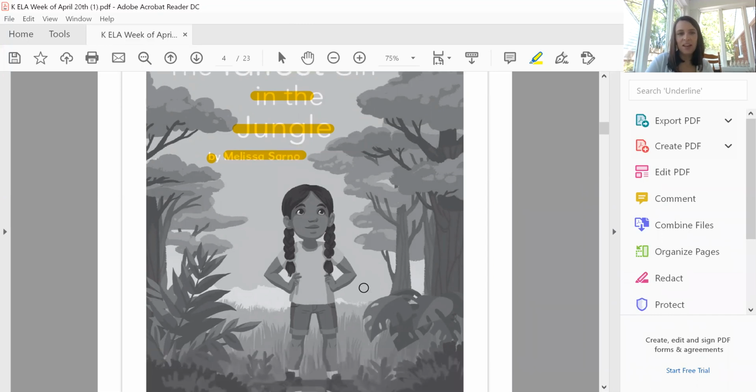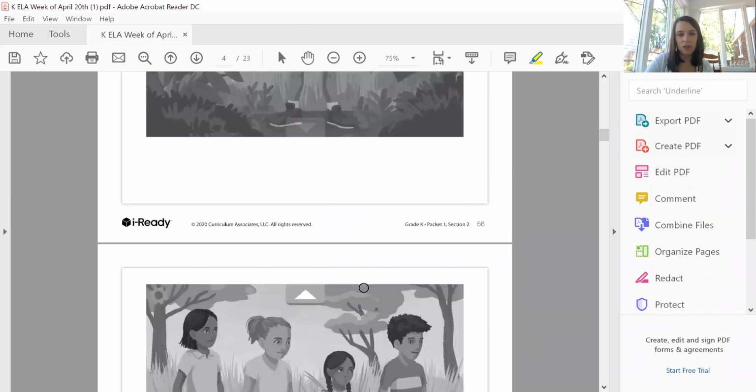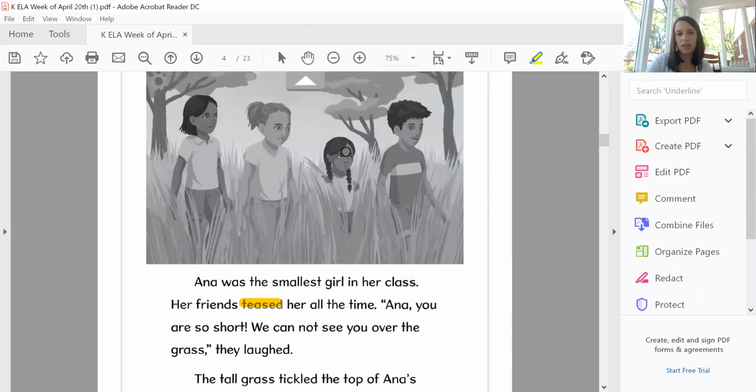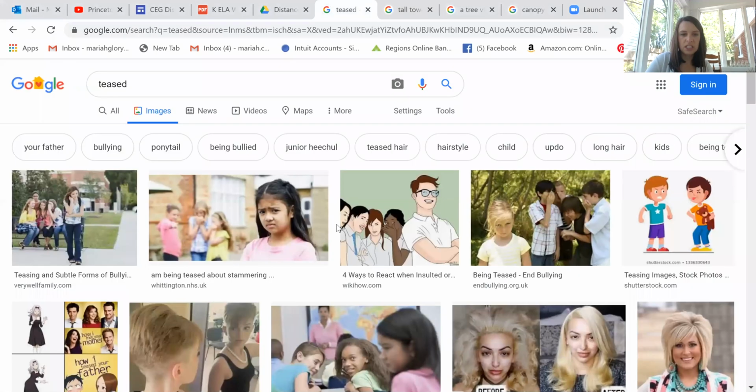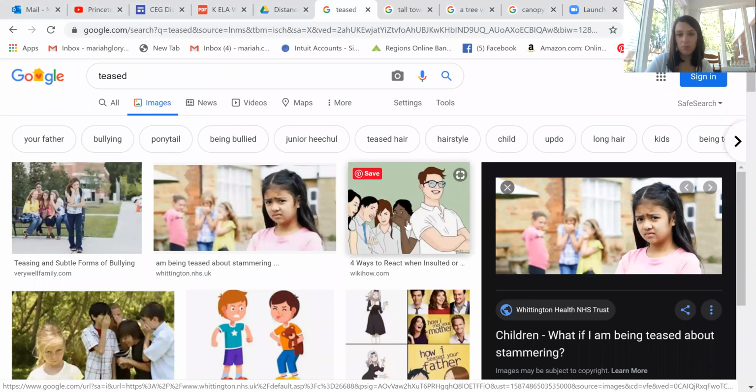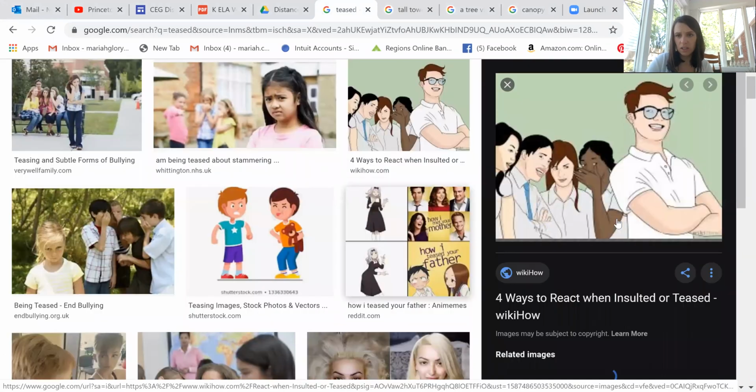All right. So we're going to be reading today, and we're going to find out that some kids are teasing our main character, Anna. When they're teasing her, they're making fun of her. So when we look at this picture, someone's being teased. Do you think they're feeling pretty good about themselves? No. When someone's teasing you, they're making fun of you.